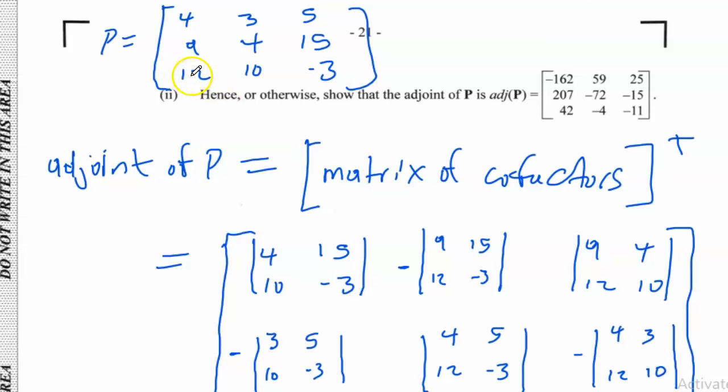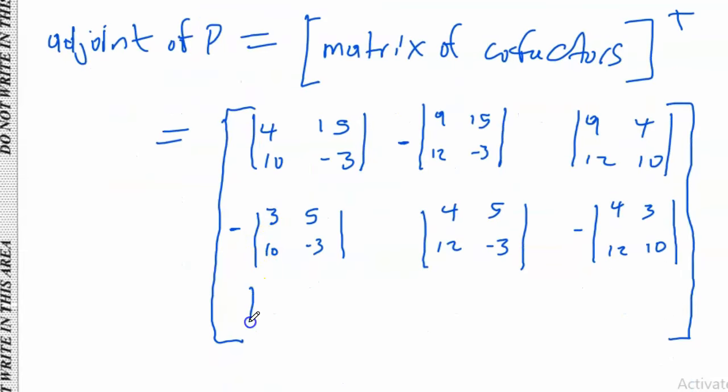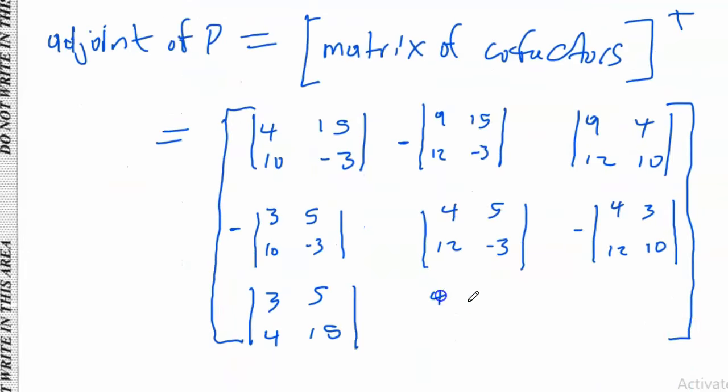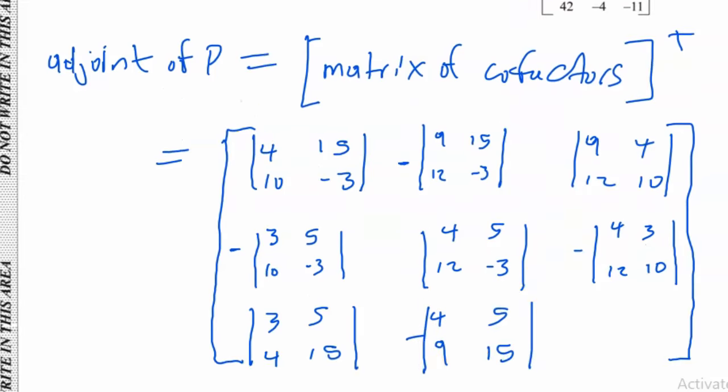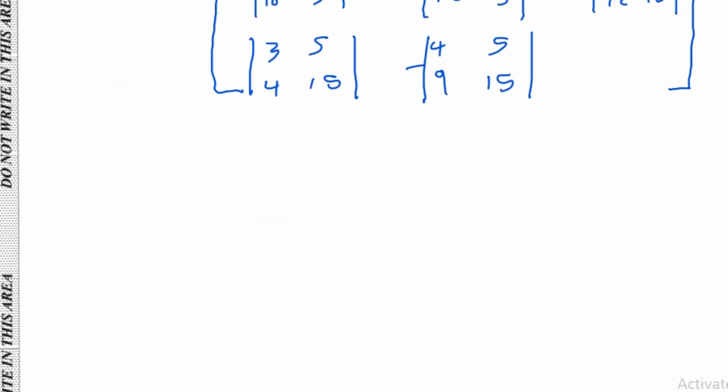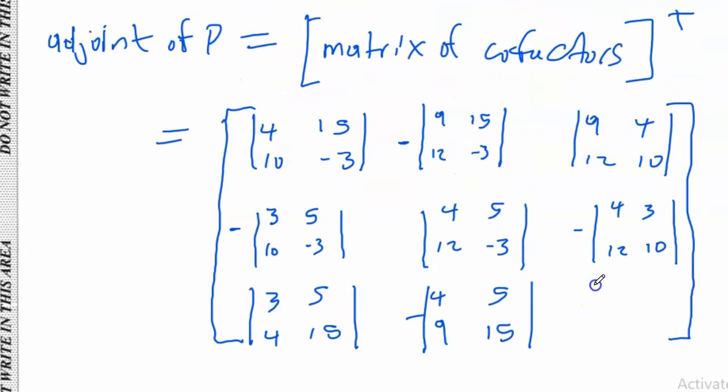The cofactor of the 12 is 3, 5, 4, 15. The cofactor of the 10 is 4, 5, 9, 15. Alternating signs while we are doing so. And the cofactor of the negative 3, that's 4, 3, 9, 4. Alright, let's find the determinant of each of those values we have there.